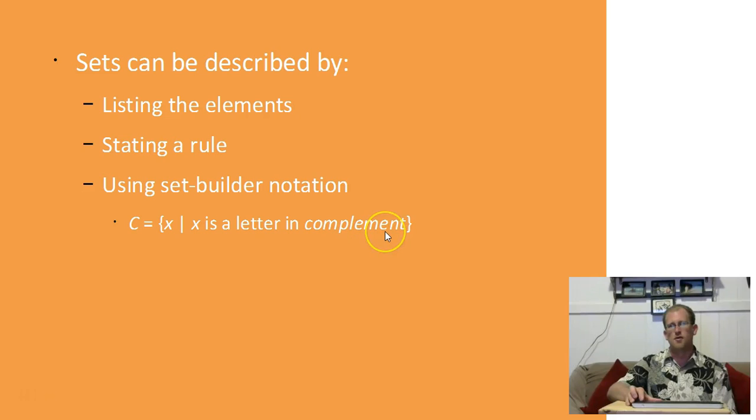X is a letter in the word complement. So all of those letters are part of the set. Now, there's not that many letters in the word complement, especially when you take out duplicates like the M's and the E's. So if the set is that small, you might as well just list it and put commas. But the example there is set builder notation.